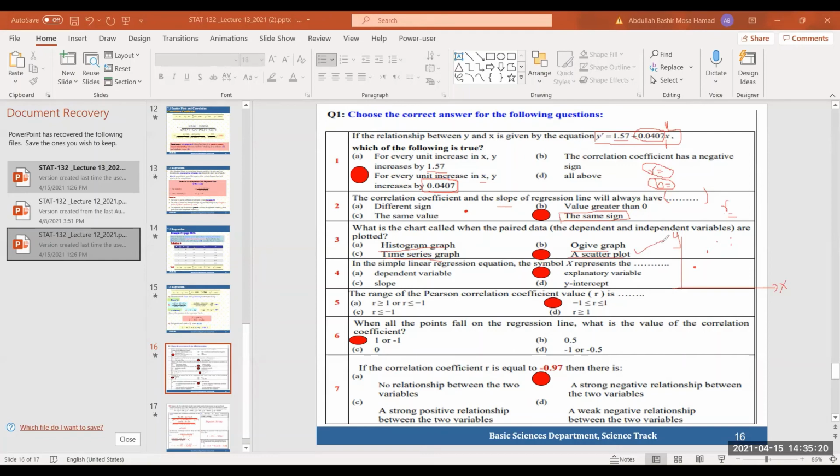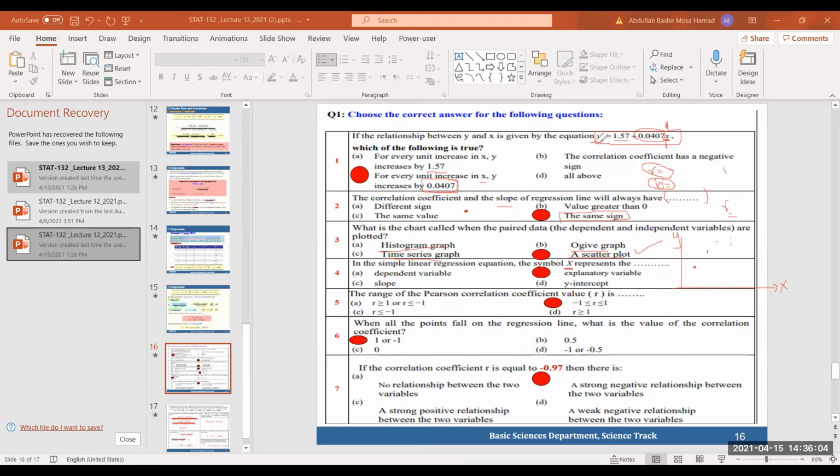Let's move to 4. In a simple linear regression equation, the symbol x represents what? When I write, for example, y dash equal 1.57 plus 0.0407x, here x is what? In this regression line, x is independent. Whatever value we assign to it. We have only two variables, this dependent variable and this independent. So y depends on x.